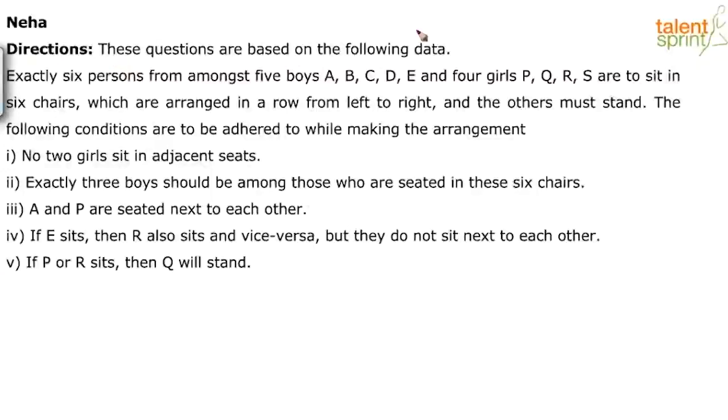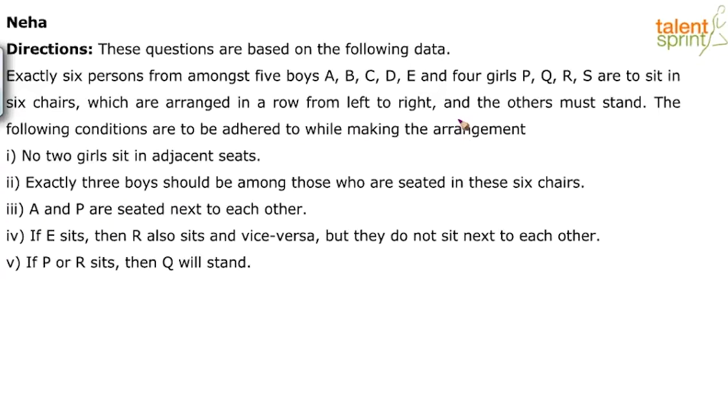These questions are based on the following data. What is the data? Exactly 6 persons from amongst 5 boys A, B, C, D, E and 4 girls P, Q, R, S are to sit in 6 chairs which are arranged in a row from left to right, and the others must stand. The following conditions are to be adhered to while making the arrangement.